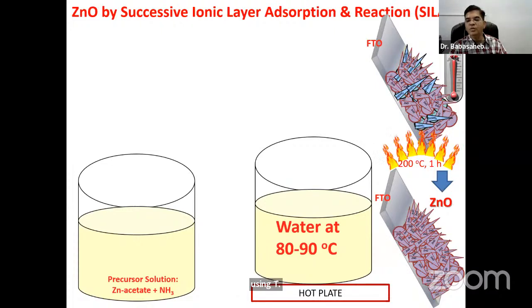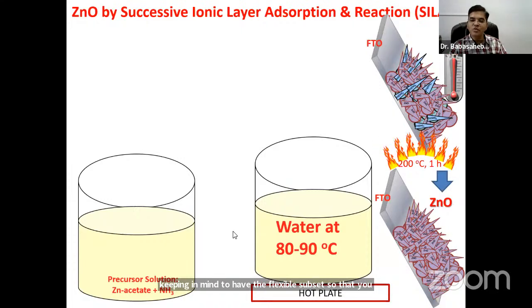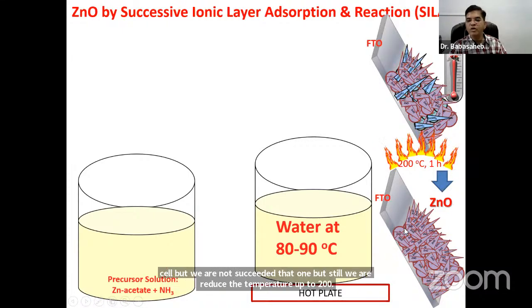So we reduced the temperature for this zinc oxide, keeping in mind a flexible substrate, so that you can use PET-coated ITO and bend the solar cell. But we have not succeeded in that. Still, we have reduced the temperature to 200 degrees Celsius by proper optimization. So we got pure zinc oxide.